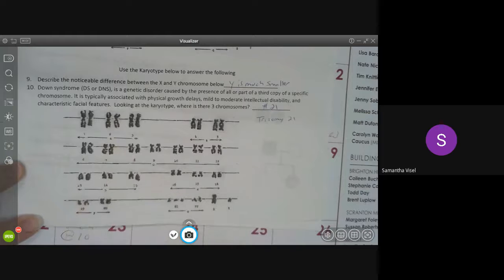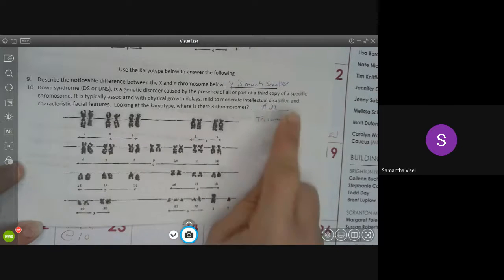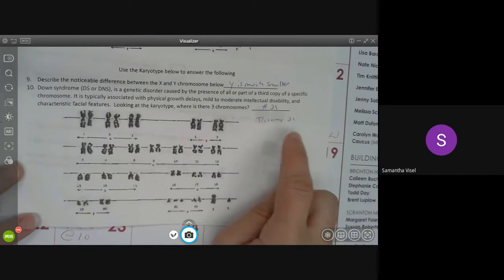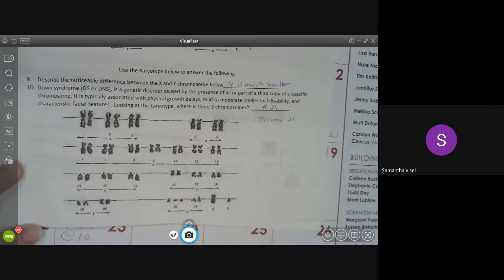Looking at the karyotypes, we're looking for which number happens to have 3 chromosomes. All of these have 2 until we get to 21. At 21, there's 3 chromosomes there. So it's chromosome number 21 in the autosomes that is the cause for Down syndrome. And it's also called a trisomy 21. Trisomy meaning 3.